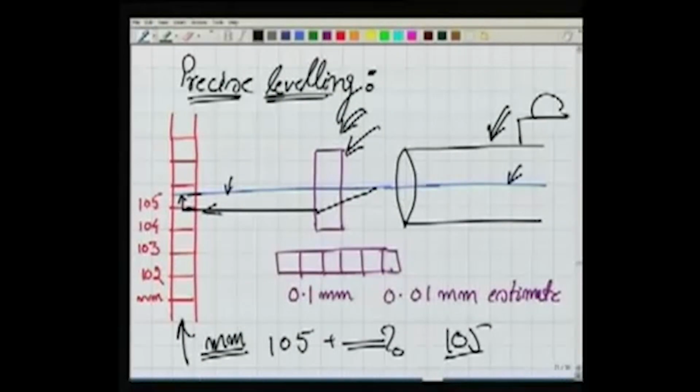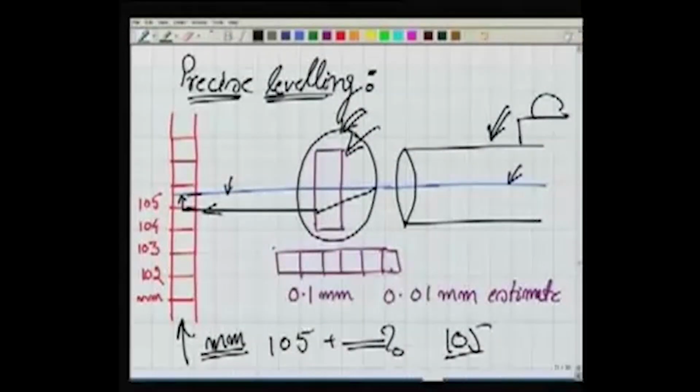So the lower full value here is 105. While I am rotating this parallel plate micrometer, we observe how much it has rotated. There is another system where we can measure how much we have rotated. So how much physical rotation we are giving to it, that we can measure.